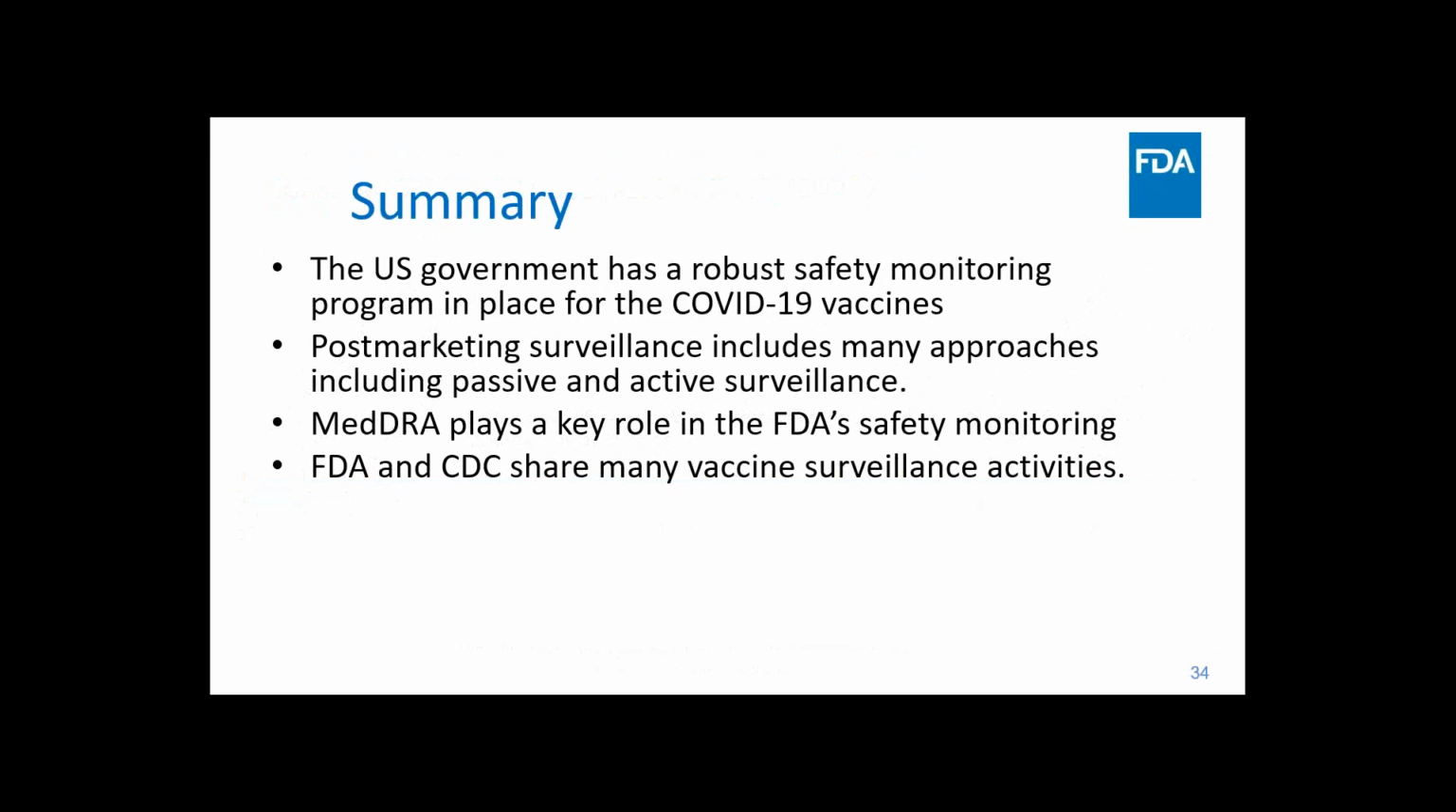So, to summarize, the government has robust safety monitoring programs in place. The post-marketing surveillance, as you can see, includes many approaches, not just one. For passive surveillance, we rely on VAERS, and then there's many other programs for active surveillance. But MedDRA plays such a key role in our safety monitoring. As you can see, there's close collaboration between FDA and CDC with these surveillance activities. Next slide.